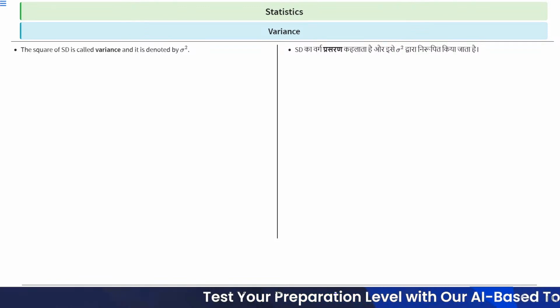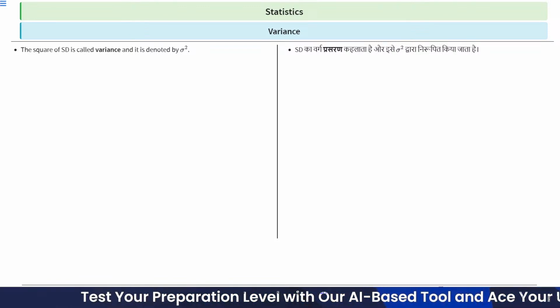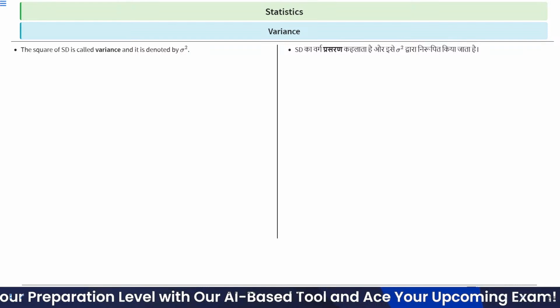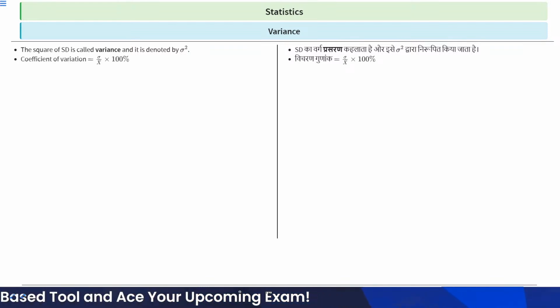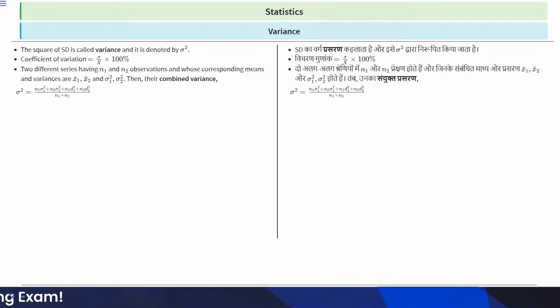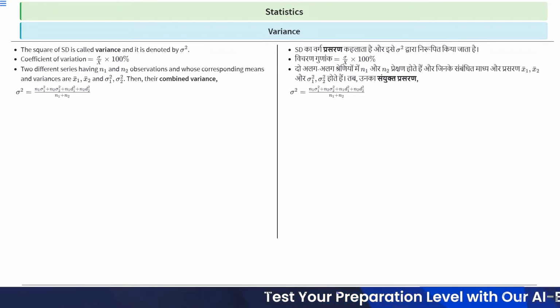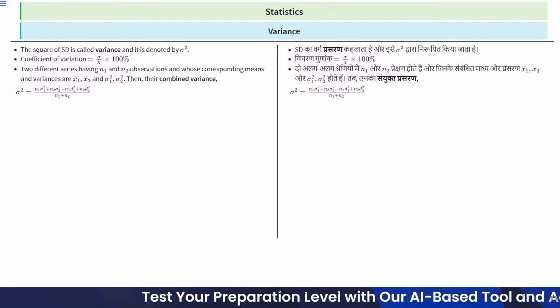So the square of a standard deviation is called variance, and it is denoted by sigma square, right? It is denoted by sigma square. Coefficient of variance is basically sigma upon x bar into 100. Clear?